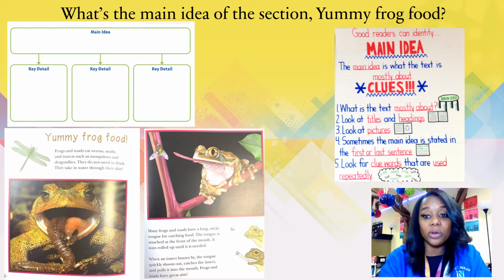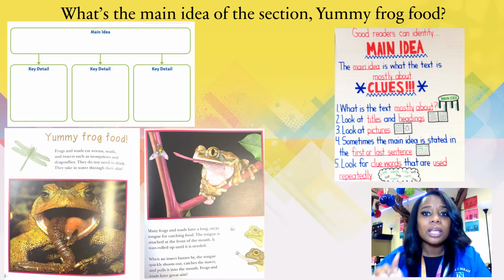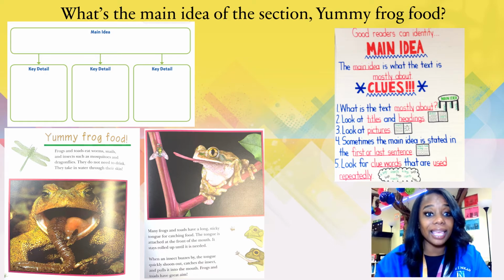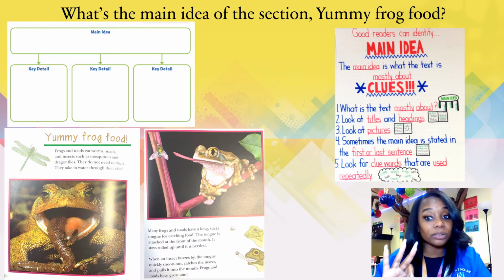So readers, our question: what's the main idea of the section, Yummy Frog Food? Well, let's follow our steps. So I'm asking myself, what is this text mostly about? What is this section mostly about? Step 2, look at the title and the heading. Well, the title is telling me that we are learning about yummy frog food. Now, step 3, let's look at the pictures.